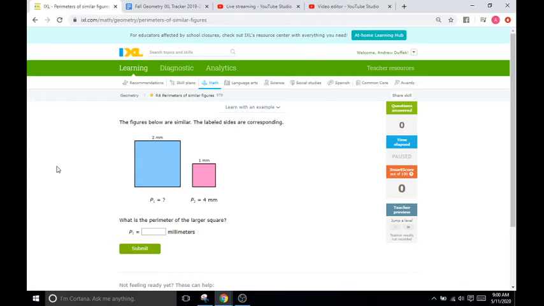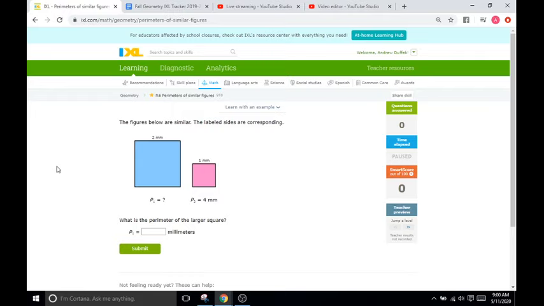All you're going to see here for these problems is a series of two similar figures. They're going to give you some information about the sides of one and maybe the other, and then the perimeter of one of the shapes. And your goal is usually to find the perimeter of the other shape.